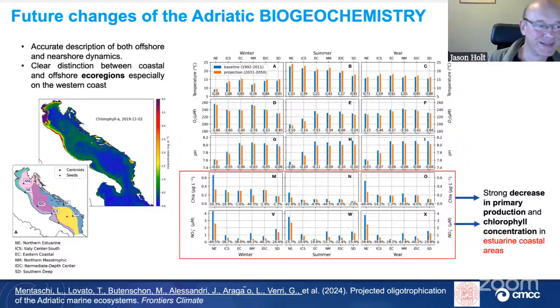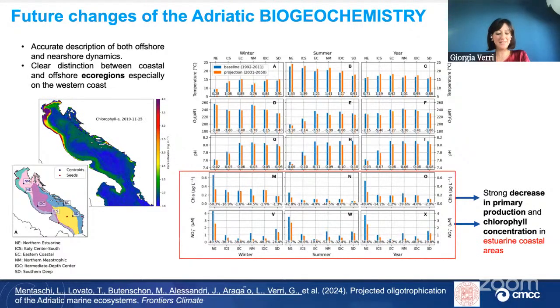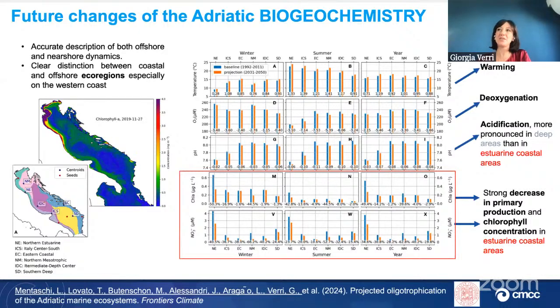Okay, so here the message is that this scenario in terms of oligotrophization, warming, deoxygenation, and acidification of the Adriatic basin tells us that there is for sure a challenge in the near future to consider with respect to the Adriatic food web and with respect to the resilience capability of the Adriatic ecosystems.